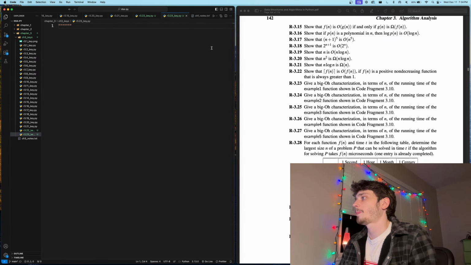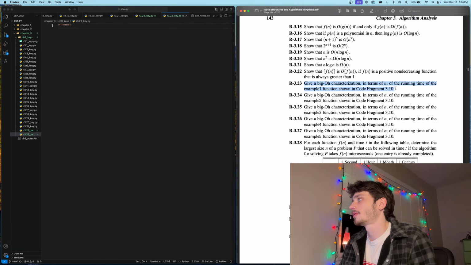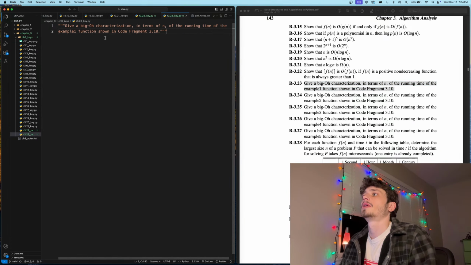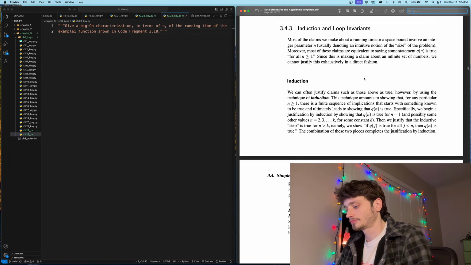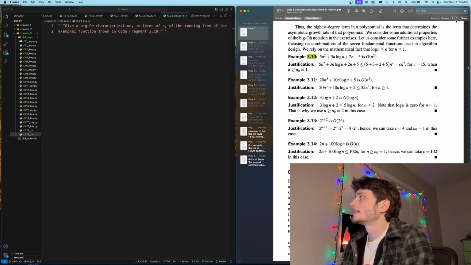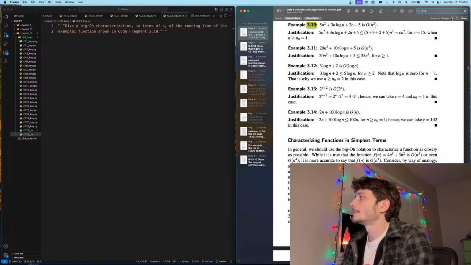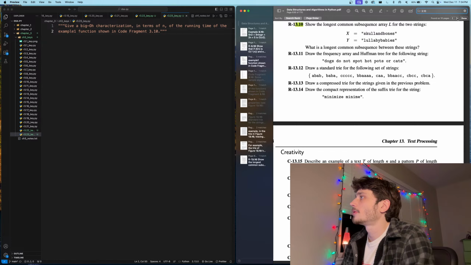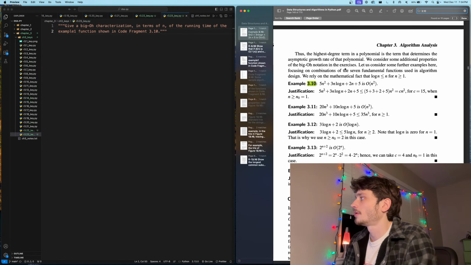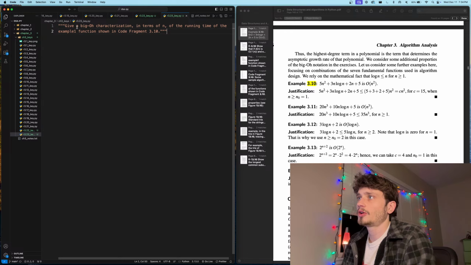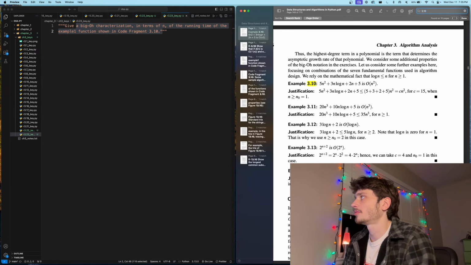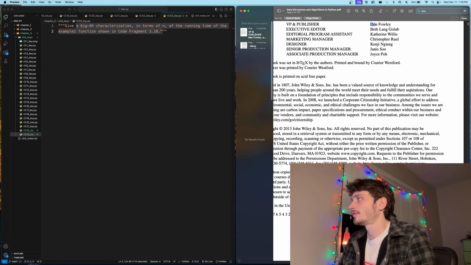Okay, let's move on here to this one. Give a big O characterization in terms of n for the running time in example 1 in code fragment 3.10. Okay, it's right here. So we have to give a big O characterization in terms of n of the running time of example 1 shown in code fragment 3.10. Code fragment.